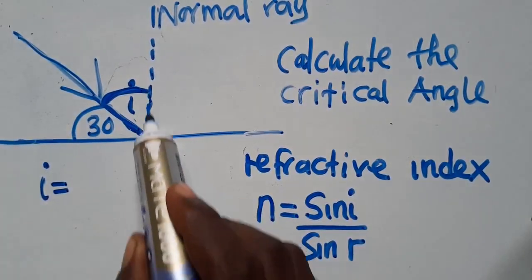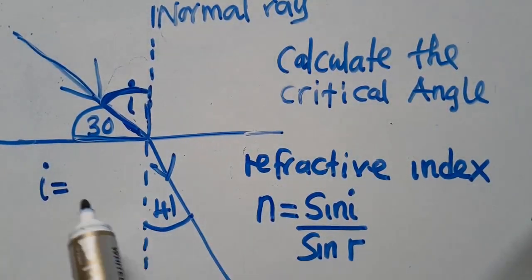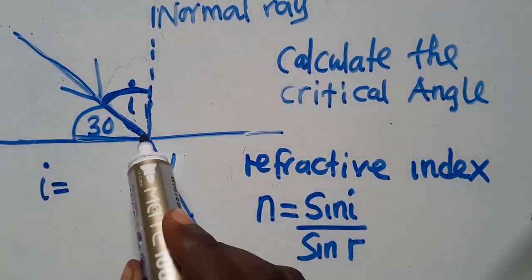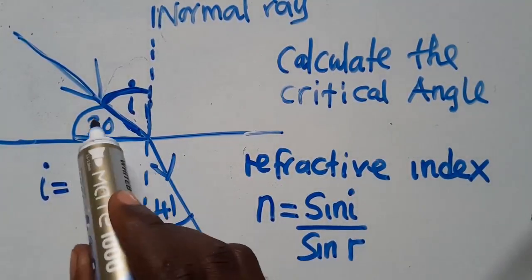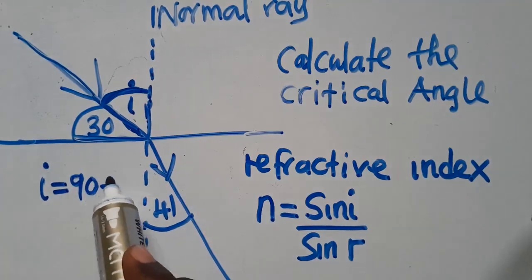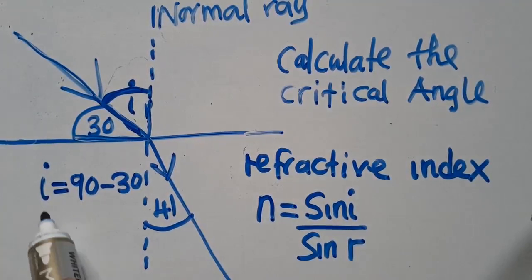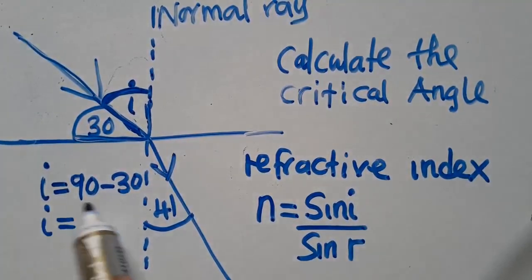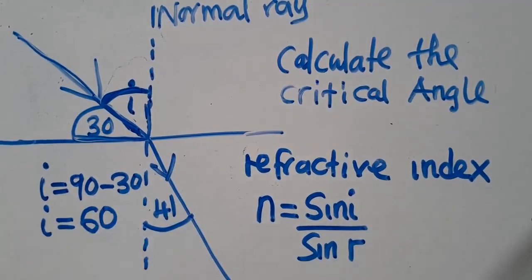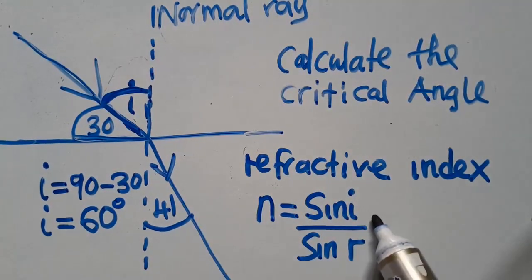Then you know that here we are having a 90 degrees angle. Since we are having a 90 degrees angle, we've got a 30 which is here. How can you find that one? You say 90 minus 30. What is the answer there? 60. So the angle of incidence is 60 degrees. So we've got the angle of incidence.